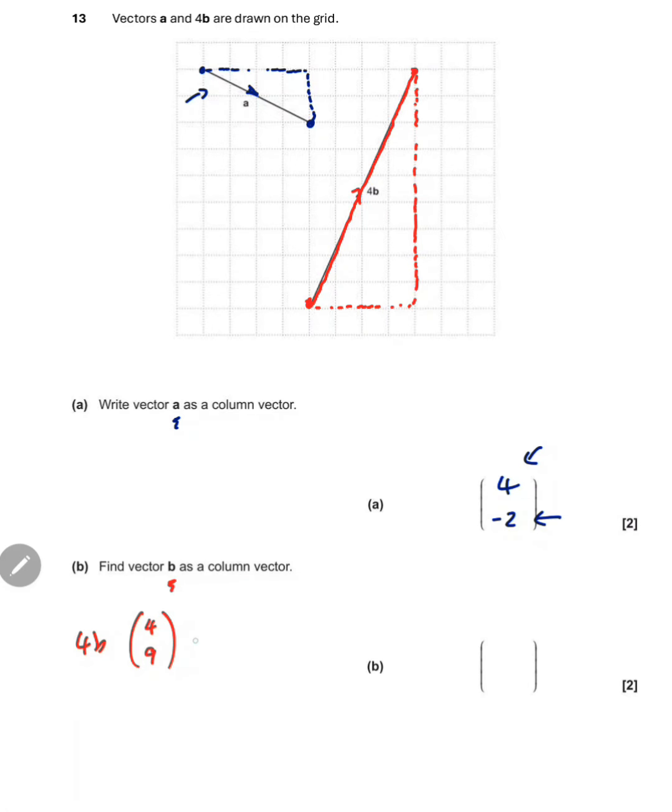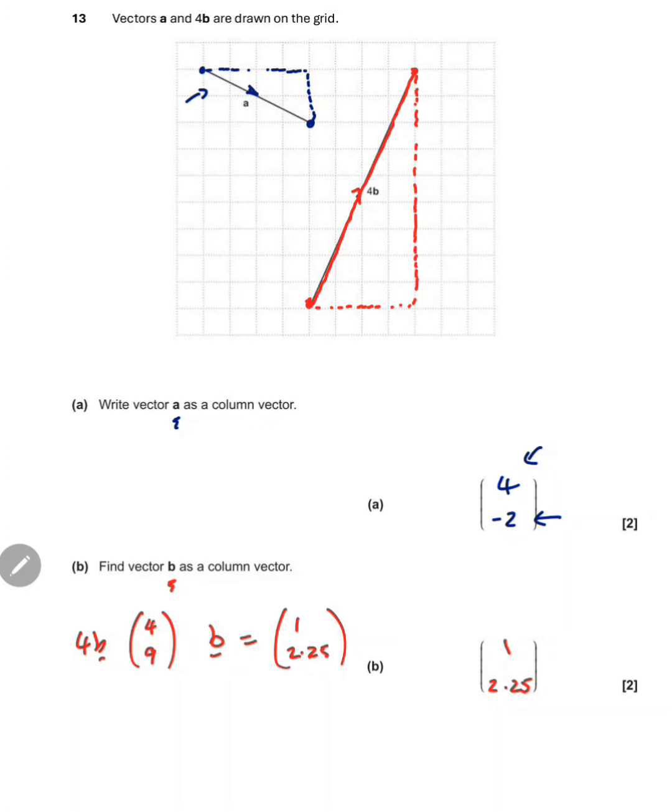Bit rough, but we're going to do it anyway. If I want b, I'm just going to need to divide these by 4. So 4 divided by 4 is easy. That's 1. I need to do 9 divided by 4. This is a calculator paper, so I'm reaching for my calc, and I get 2.25. Bit rough that we've got a decimal in there, but it can happen. That is your vector b.